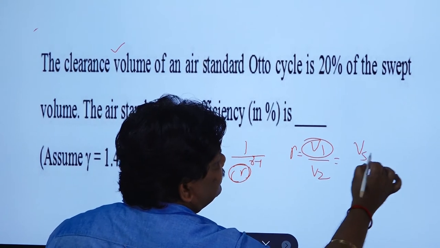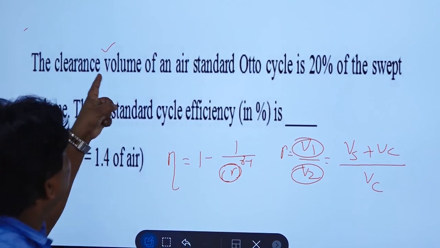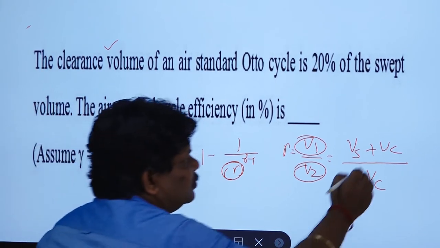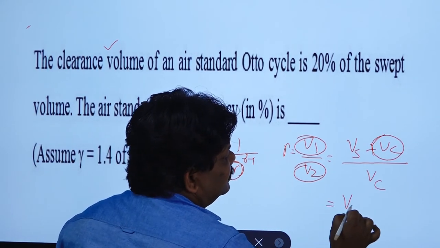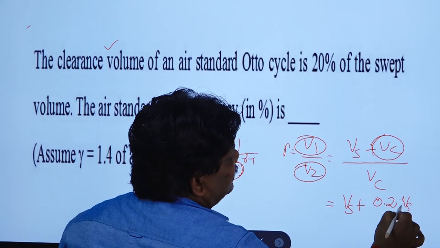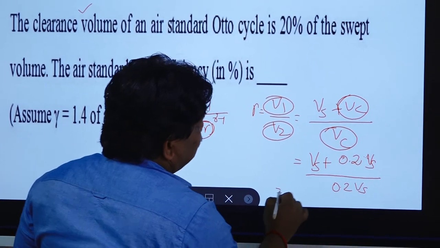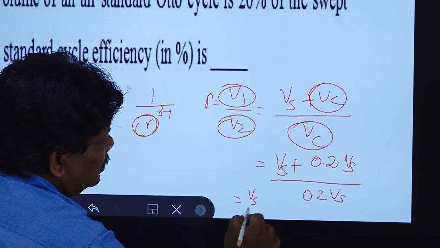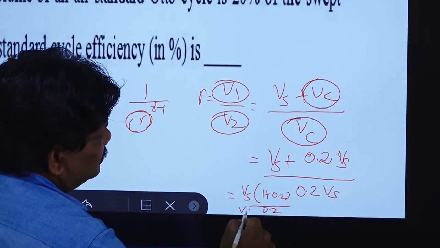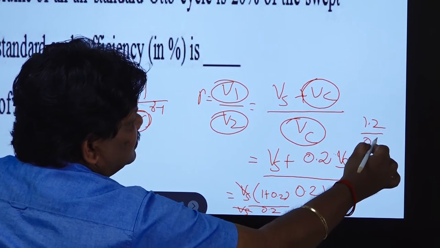V1 is nothing but Vs plus Vc, divided by V2, which is Vc. So the clearance volume of an air standard Otto cycle is 20% of the swept volume. So this will be equal to Vs plus 0.2 Vs divided by 0.2 Vs. Take Vs out: 1 plus 0.2 divided by 0.2, into Vs. So these two will get cancelled, leaving 1.2 divided by 0.2.